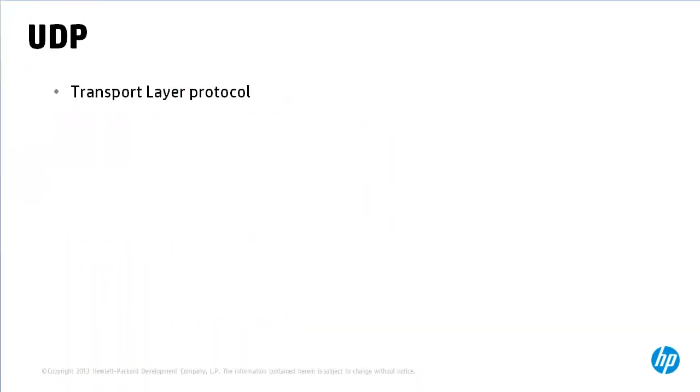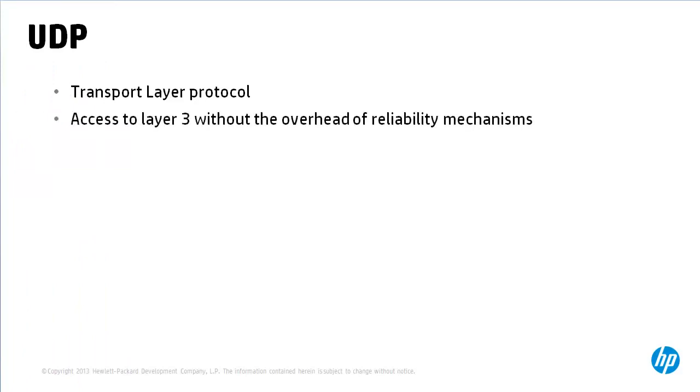UDP therefore is a transport layer protocol residing at layer 4 in the OSI model. It provides applications with access to the network layer without the overhead of reliability mechanisms. This once again is ideal for applications such as voice over IP or video. It's connectionless, where datagrams are sent to the destination without advanced notification. There is no communication before data transmission. The data will just arrive at the receiver, and it's expected that the receiver handle that data.